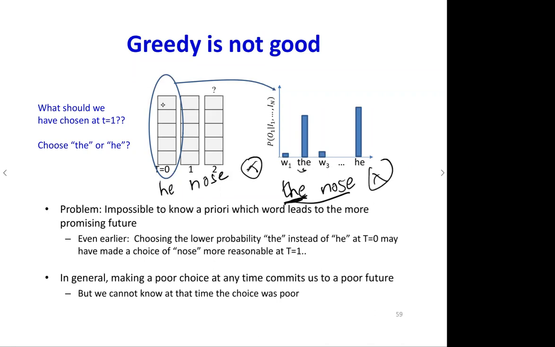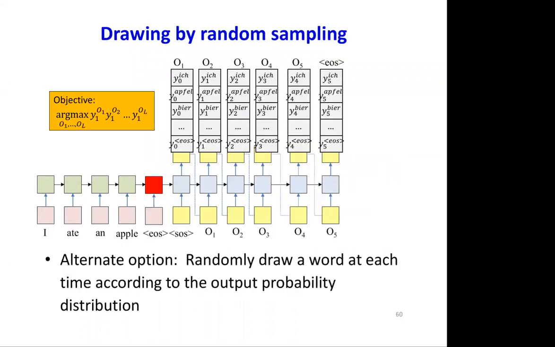Whereas the fact that you chose "the" in the first position gave you a much clearer probability distribution in the third step. So what this means is that you cannot even predict how far out your poor choice is going to affect you. In general, making a poor choice at any time commits us to a poor future. But the problem is you cannot know beforehand that you have made a poor choice when you make it. So we have this problem that a bad choice at any time can cause things to go bad downstream.